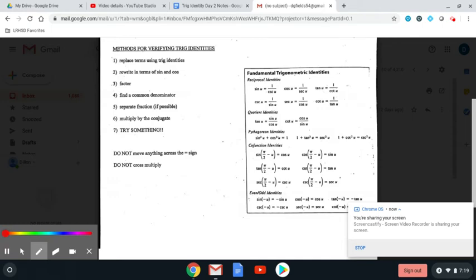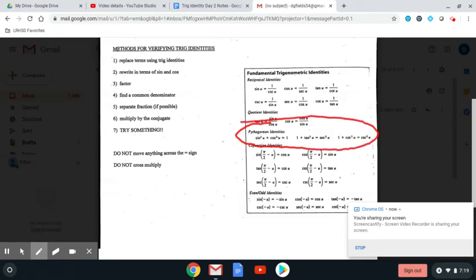Now, what we're going to talk about today is we're still going to keep it simple, but today what we're really going to focus on is these Pythagorean identities right here in the middle, and we're going to think about how we could possibly rearrange these to end up verifying the left side of an equation equals the right side of the equation.